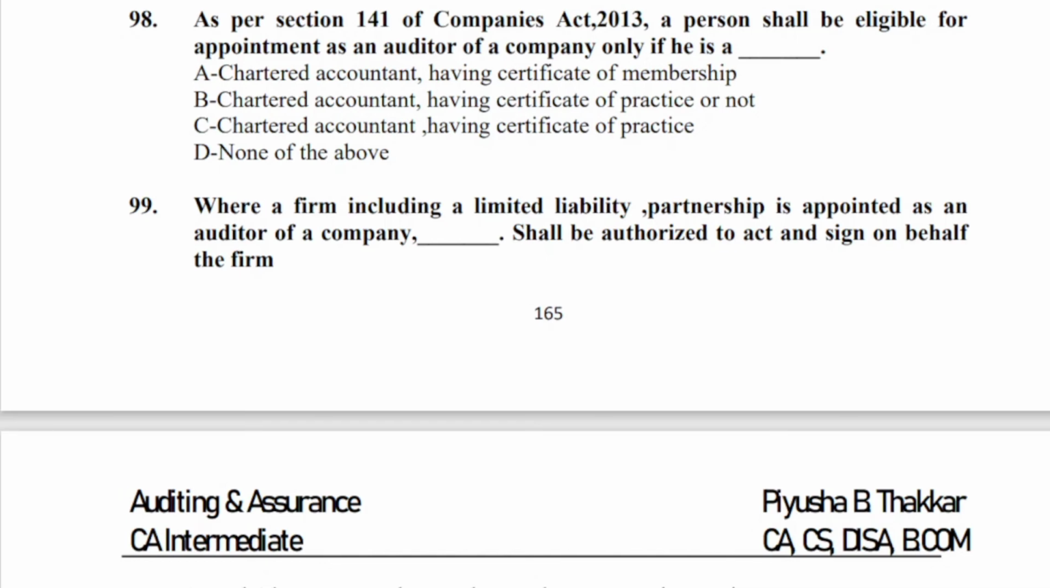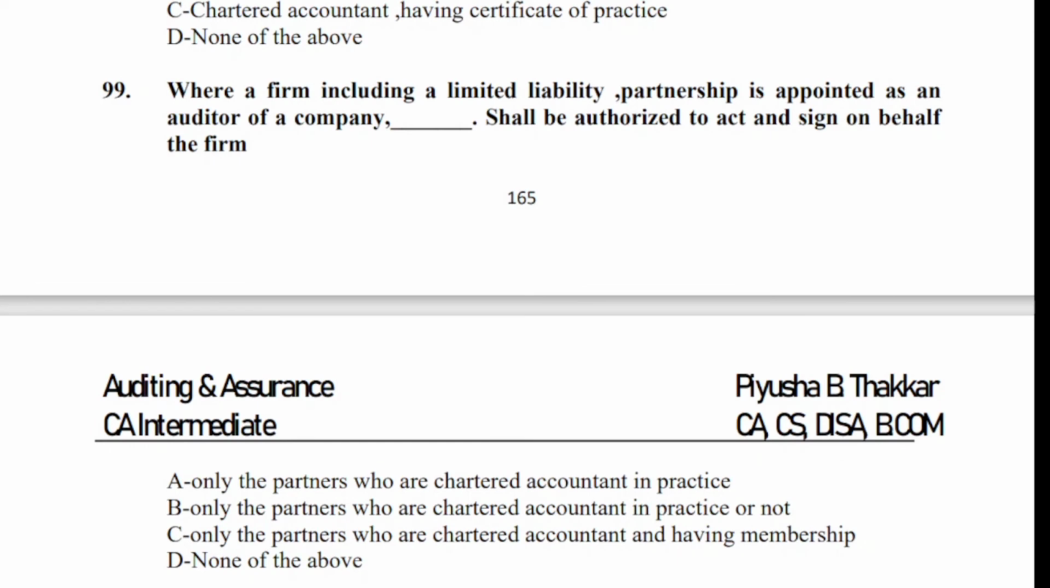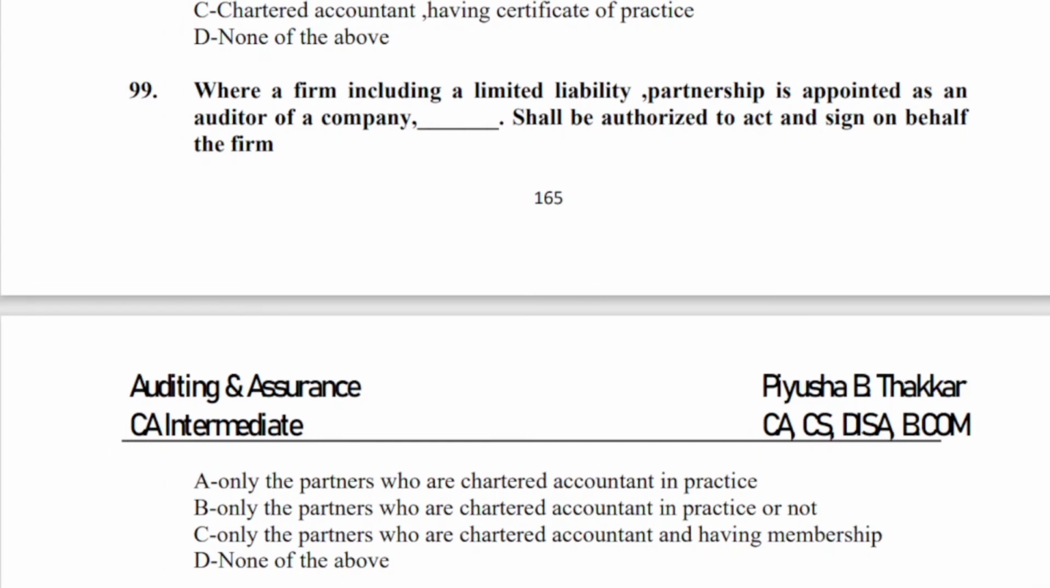Let's quickly go ahead to the next question, that is question 99. What does question 99 say? The second last question for the day. This question 99 says that where a firm including a limited liability partnership is appointed as an auditor of the company, dash shall be authorized to act and sign on behalf of the firm. Come on, tell me, my dear friends. Here LLP has been appointed as an auditor, right? Who shall be authorized to sign?